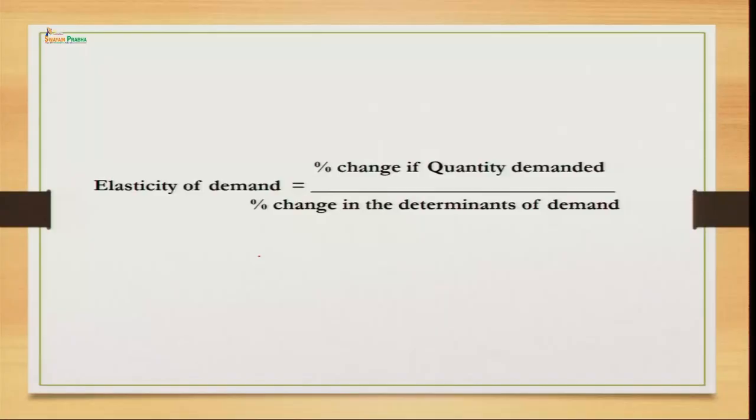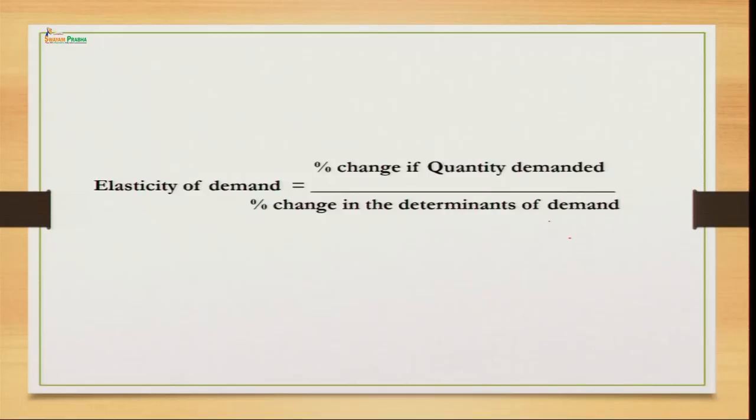So, this is the formula through which we can calculate the elasticity of demand. Elasticity of demand can be denoted as small e and then d for demand, percentage change of the quantity demanded, delta Q, upon delta P, or you can say the determinants of demand, whatever determinant we are calculating. If we are calculating it with the price, we will write the change in price. If we are calculating it with income, then we will write the change in income, or whatever factor we are studying at that point of time, we will denote it accordingly.